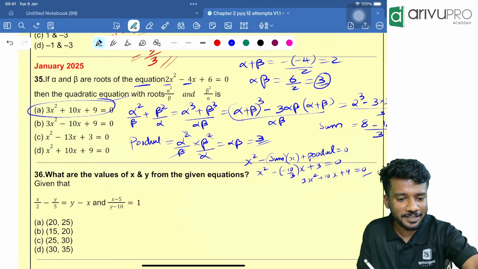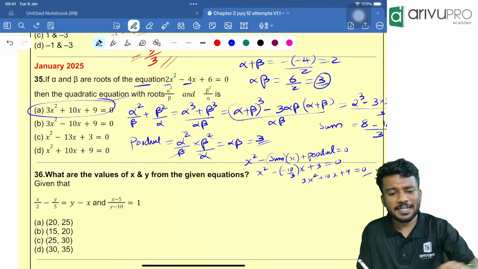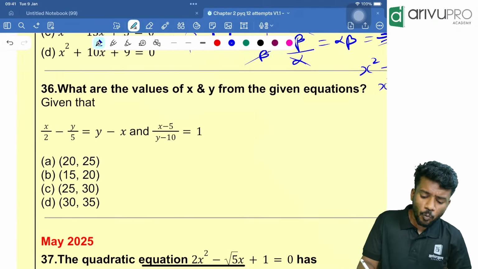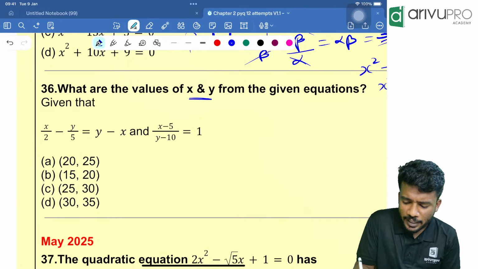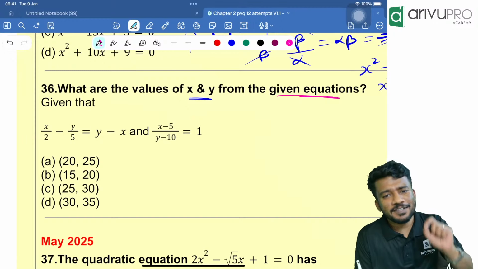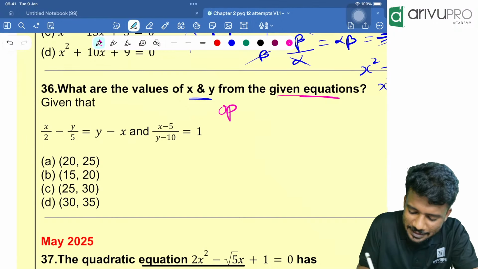Everyone got it now? Next question, can I do? Yes. Direct question. One more question in this attempt. Only 2 questions were there in the Jan attempt. What are the values of x and y for the given equations? People, when you want to find x and y, what is the easiest way?